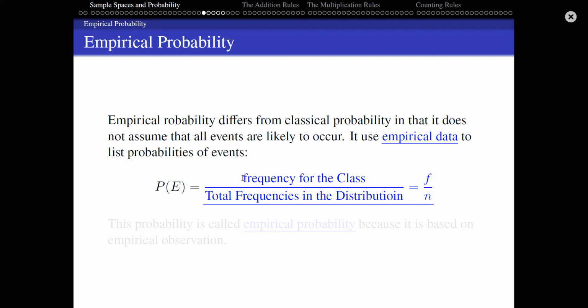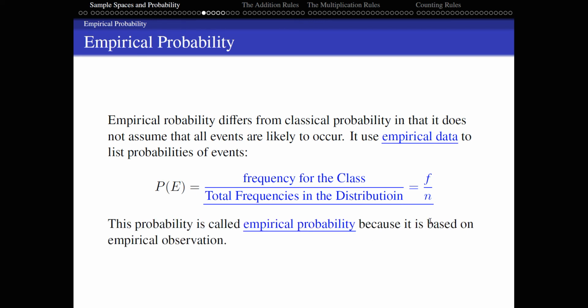So we use the frequency of how often something happened, and we're going to have different classes of observations. So you rolled a 1 on a die. How often did you do that? You rolled a 2 on a die. How often did you do that? So the frequency for each of the possible options divided by the total number of tries that we had. This is called empirical probability because it's based on empirical observation.